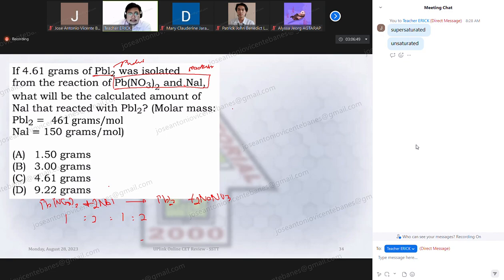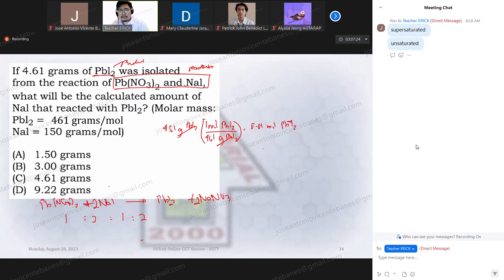Now, in this example, the given was 4.61 grams of lead iodide. Now, we want to establish first the moles. So, we want to convert the lead iodide into moles. For every 1 mole of lead iodide, there is 461 grams of lead iodide. So, cancel the grams. Then we're going to have an answer of 0.01 moles of lead iodide.